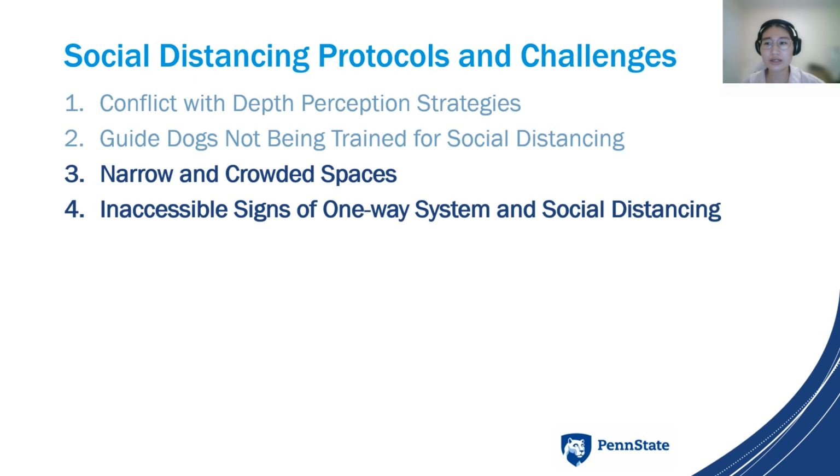There are also 2 other causes for social distancing challenges: narrow and crowded spaces and inaccessible signs of one-way system. Please see our paper for more details.